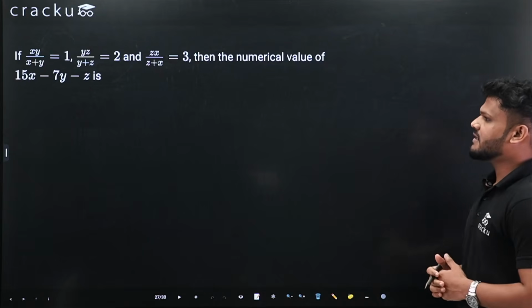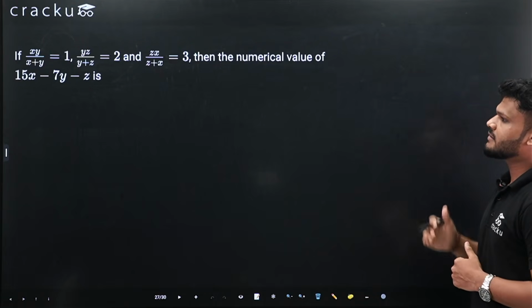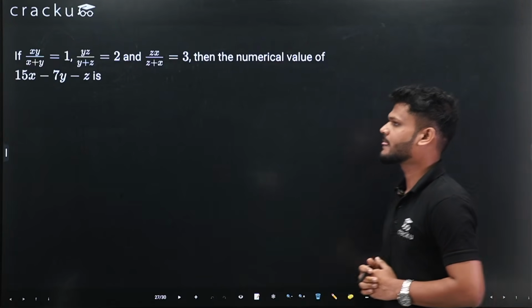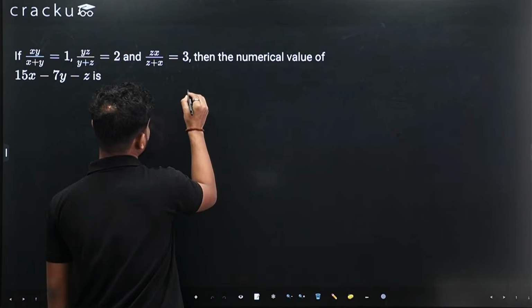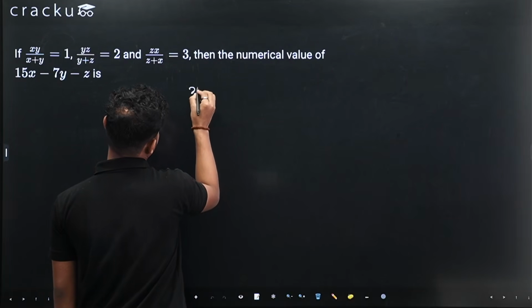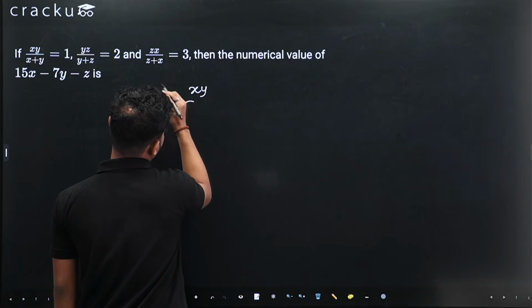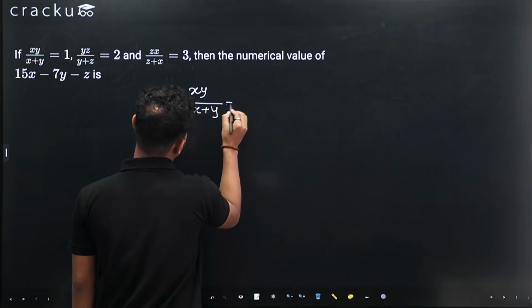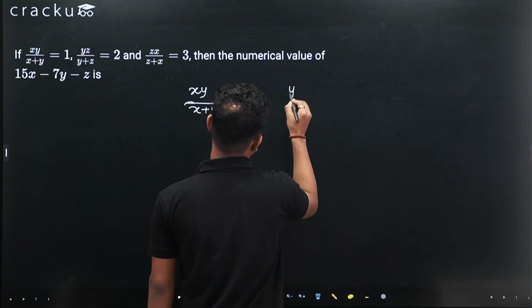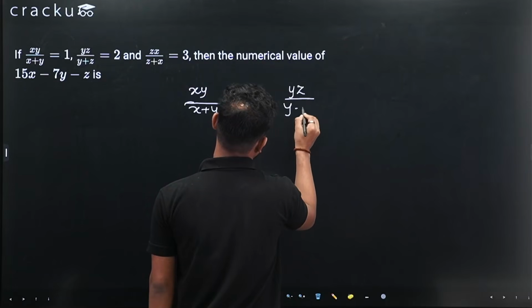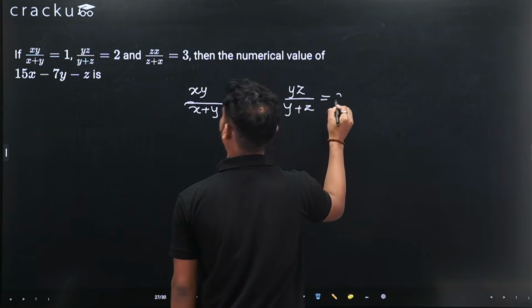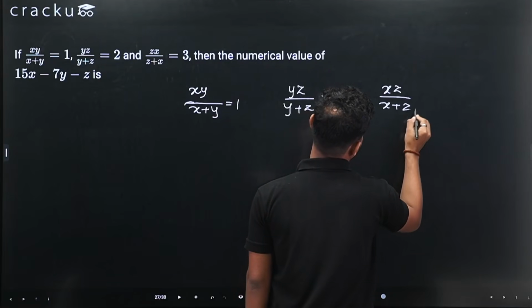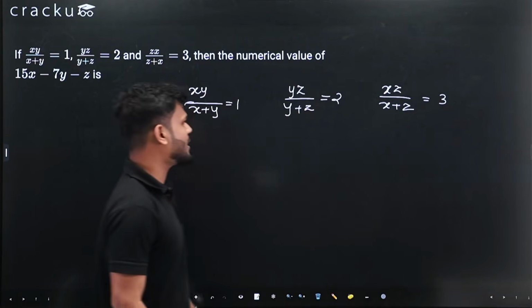In this question we are given xy upon x plus y is equal to 1, yz upon y plus z equal to 2 and zx upon z plus x is equal to 3. So what will you do here? You have given xy upon x plus y is equal to 1, yz upon y plus z is equal to 2 and xz upon x plus z is equal to 3. Now what you can do?